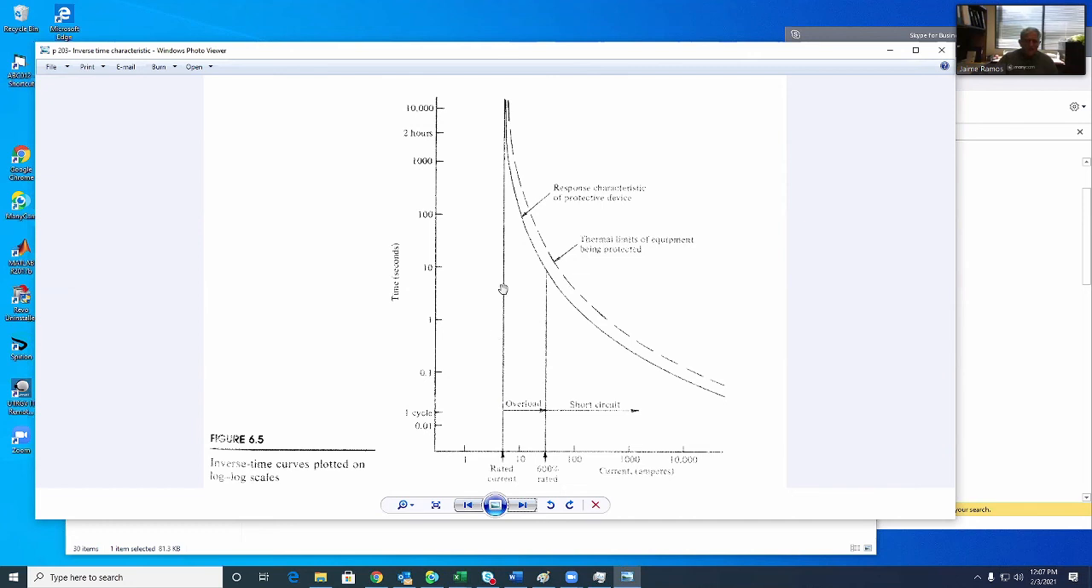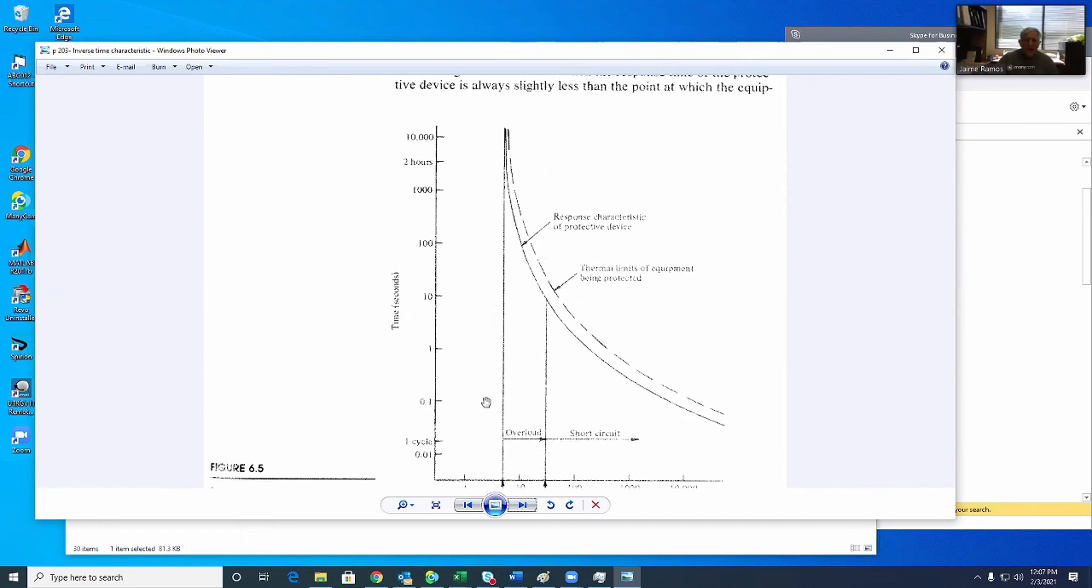So it can conduct 5 amps for an infinite amount of time. 5 amp is an asymptote. It's a vertical asymptote. Now the time is vertically also in logarithmic scale in seconds. So the 5 amp is an asymptote, very infinite.